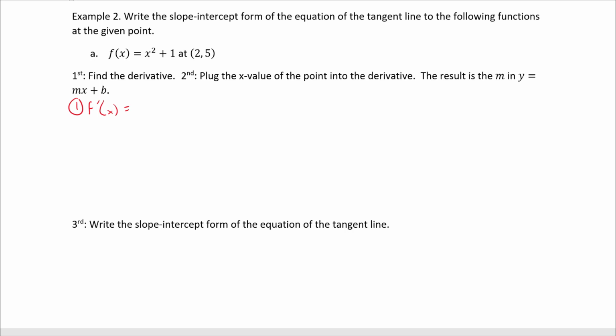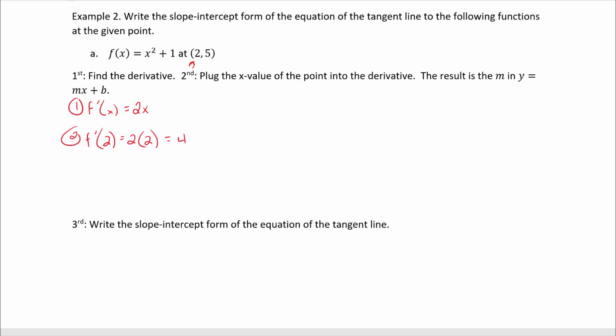So we know in this case f prime of x, using our power rule, our sum and difference rule, and then the constant rule, is going to be equal to 2x. So now that we know f prime of x equals 2x, our second step is to plug the x value of the point into the derivative. In this case, our x value is 2, so we're going to find f prime of 2. This is 2 times 2, which gives us 4. That tells us this is our slope of our tangent line. So m is equal to 4.